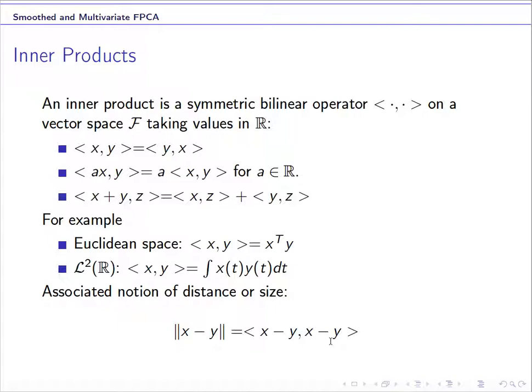Okay, so this should be a square root, I guess. Square root of this inner product. So this is how we define the distance between x and y. So if we define the inner product, we also define the distance. Any questions so far?